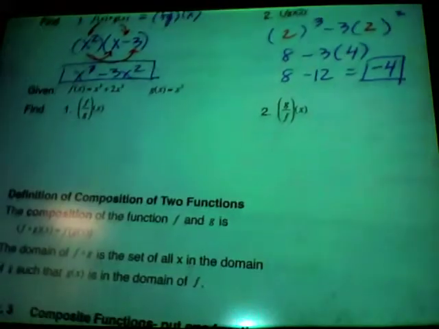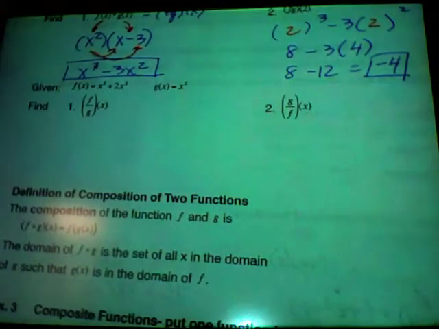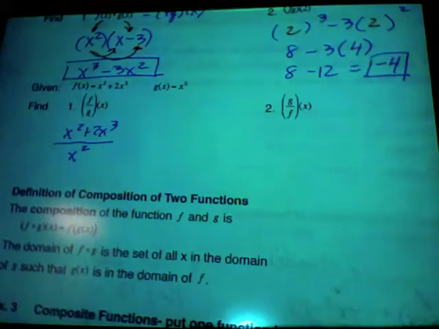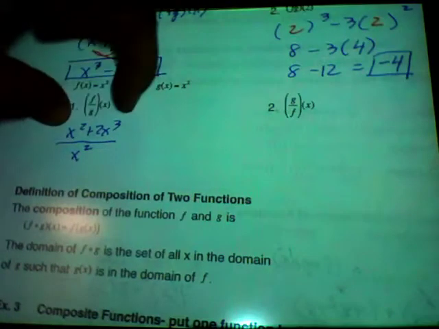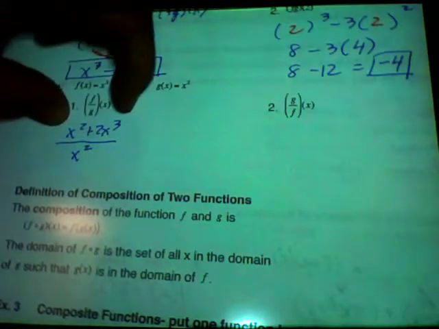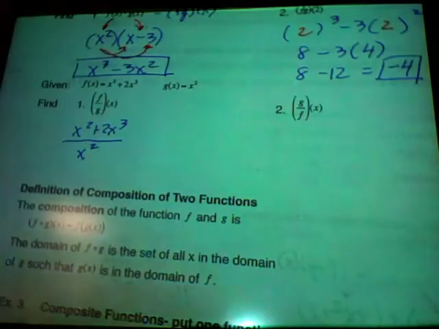Now, division. Division can get a little dicey. So we're going to take f, which is x squared plus 2x cubed, and divide it by g, which is x squared. There's two ways you could do this. What do these have in common? x squared.